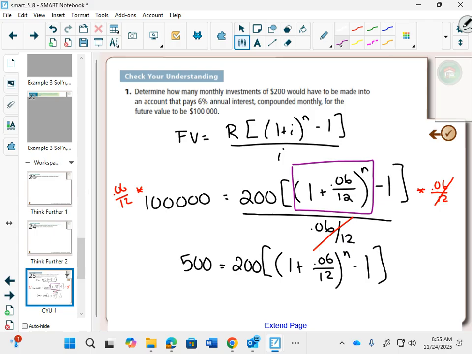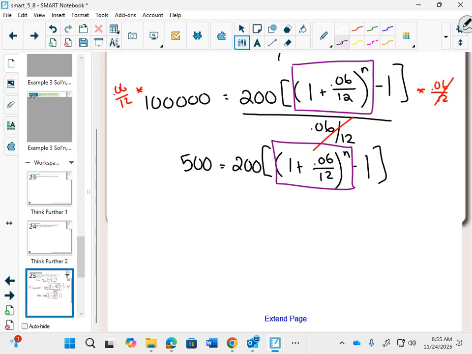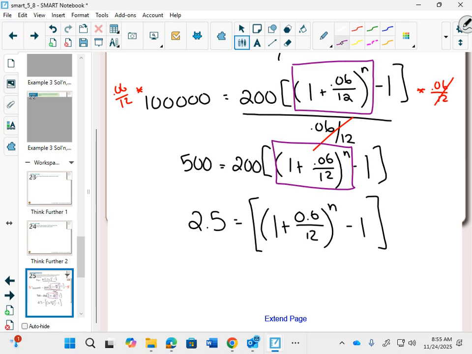Kind of annoying. Rewrite everything again. There's my power. So what would I do next? Order of operations, I divide both sides by 200. Dividing both sides by 200, I'll get 2.5 here. And now can you see when you divide by 200, those big square brackets aren't doing anything anymore? I mean, you could still write them here, but technically you don't need them anymore.